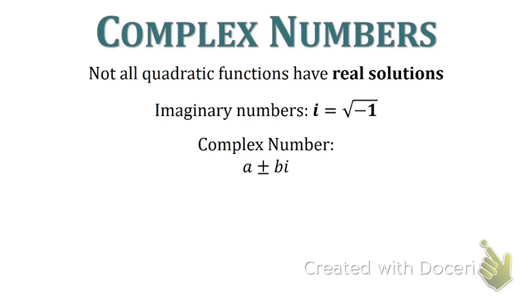Complex numbers involve imaginary numbers, and they are some number a plus or minus another number i. So a plus bi or a minus bi. An example would be like 2 plus 3i or 1 minus 4i. a is our real part, and bi is our imaginary part.